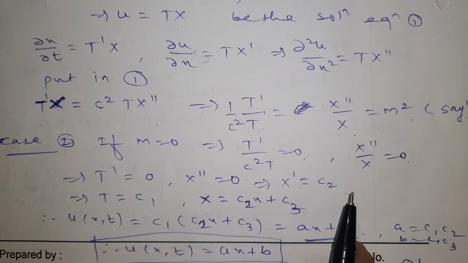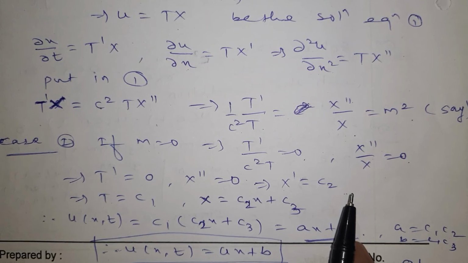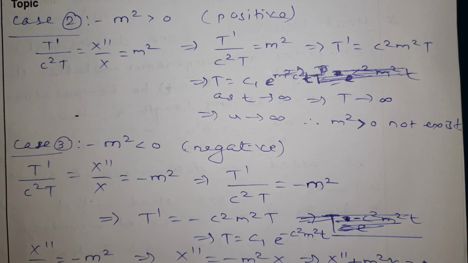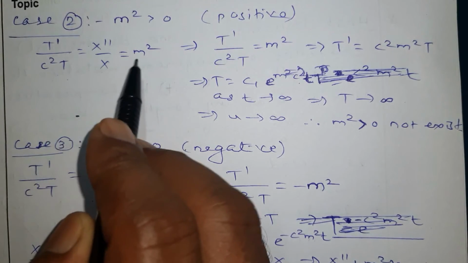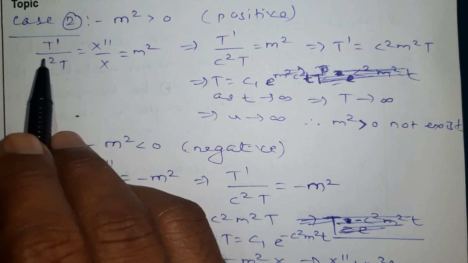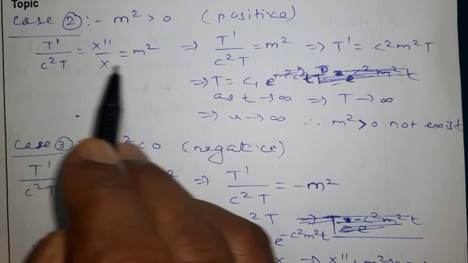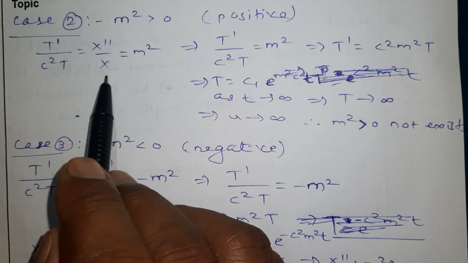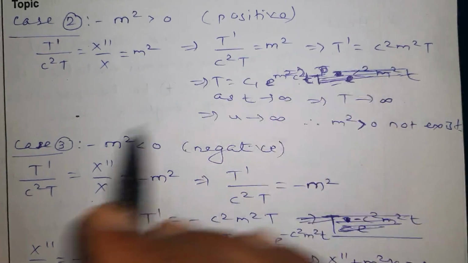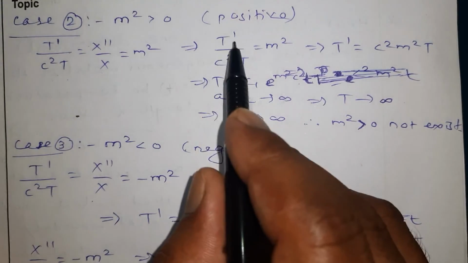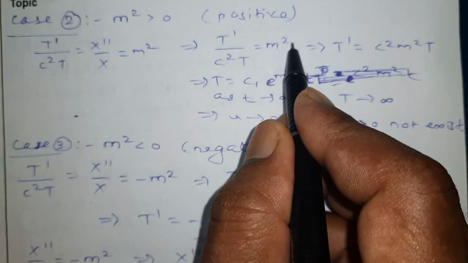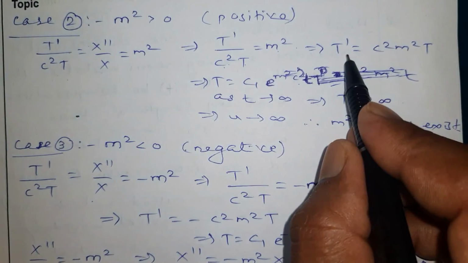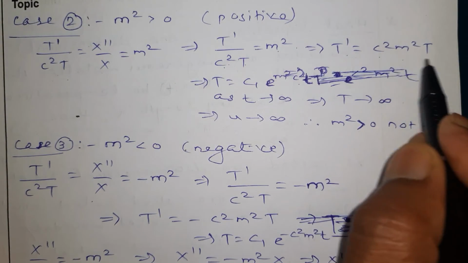Now what happens if m is a positive number? When m is positive, t dash upon c square t is equal to x double dash upon x is equal to m square. Now I equate t dash upon c square t equal to m square and x double dash upon x equal to m square separately. Now I just concentrate on the first part. Suppose t dash upon c square t is equal to m square. Transfer this c square to the RHS. I get t dash is equal to c square m square t.